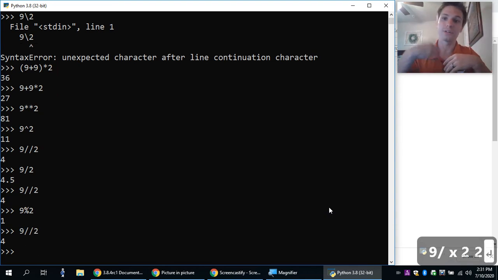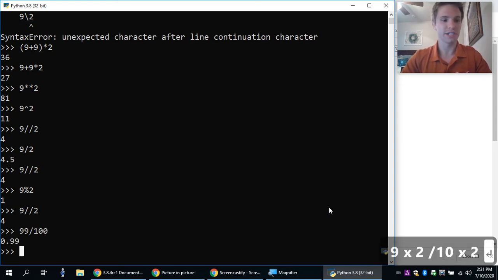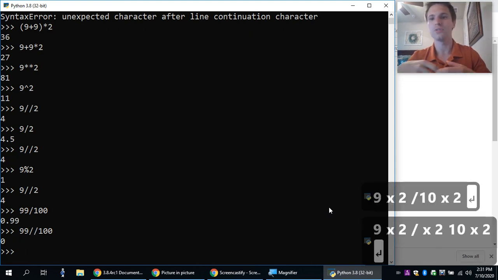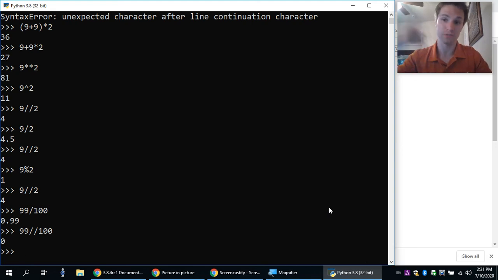You would think that it might round up to 5 because 4.5 is close to 5, but it doesn't do it like that. Let's try it with this. 99 over 100 is 0.99. If you do 99 floor divide by 100, notice it doesn't go into 100. It doesn't go in at all. It's 0, so it rounds down, even though it's very close to 1.